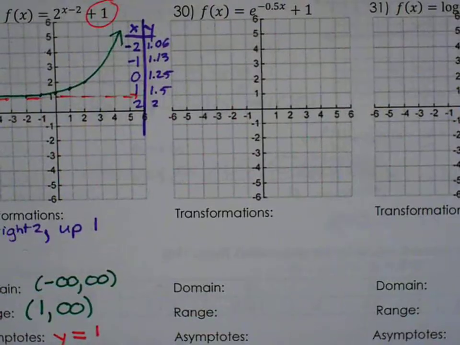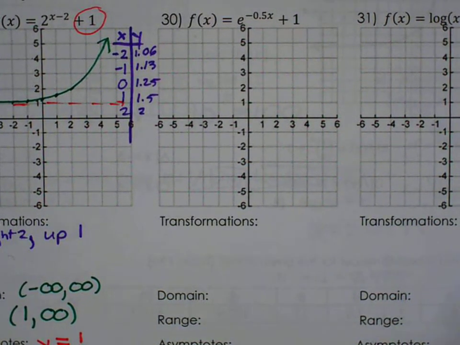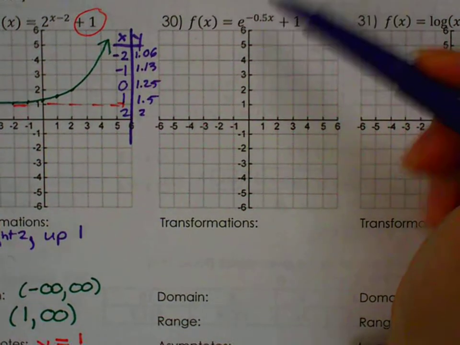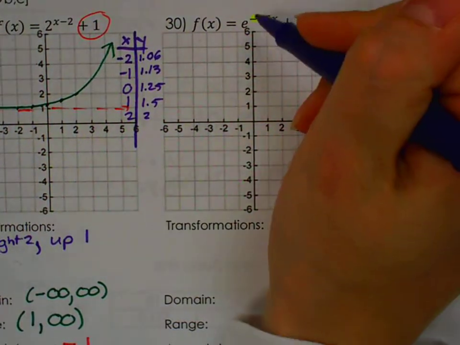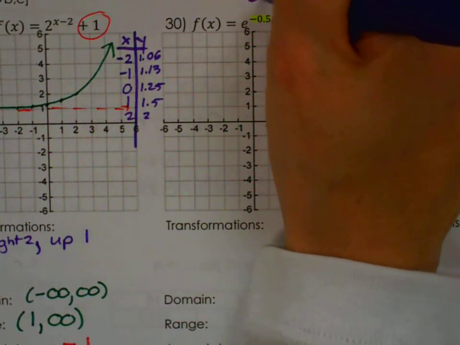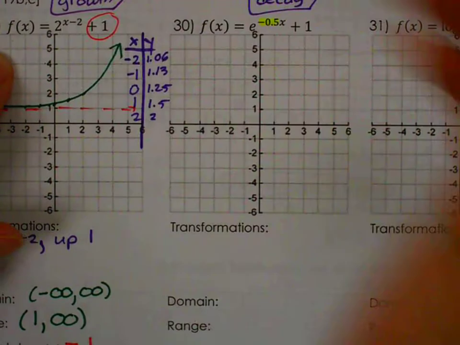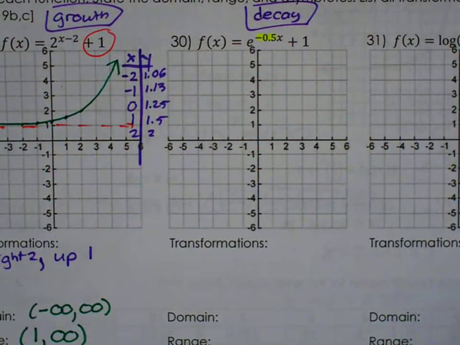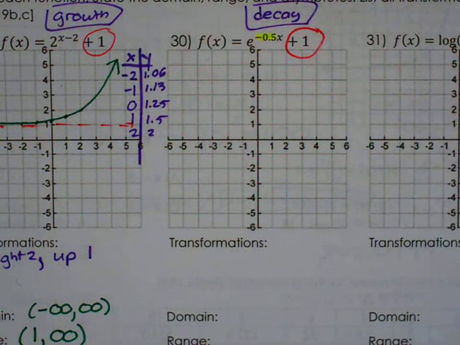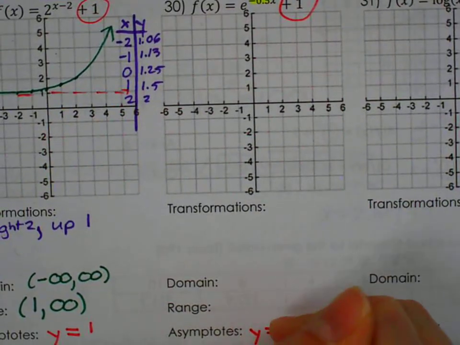All right, let's look at number 30. So again, this one has my natural base. To see if it's growth or decay, I would look at this right here, this negative 0.5. Because negative 0.5 is less than 0, this is going to be decay. And just for our notes, this one right here we said was growth. And just like my other one, anything plus or minus after it is my horizontal asymptote. So my horizontal asymptote here is y equals 1.